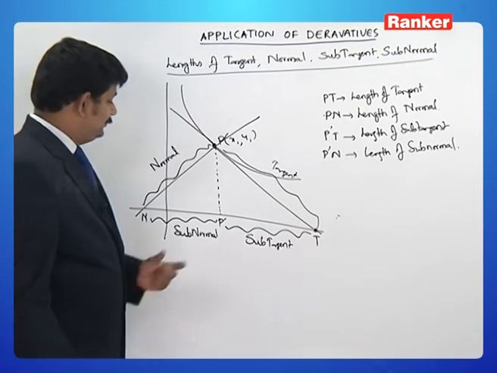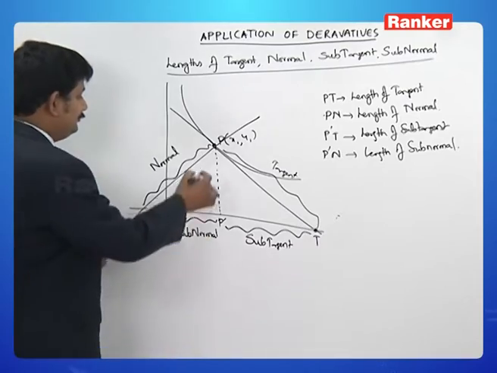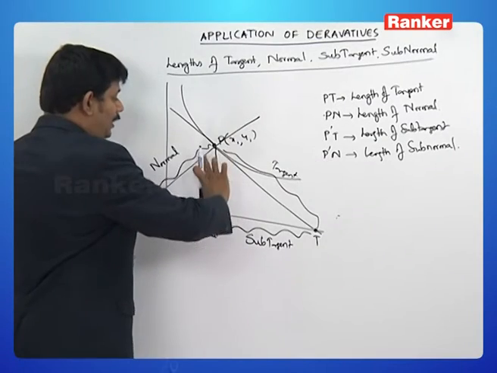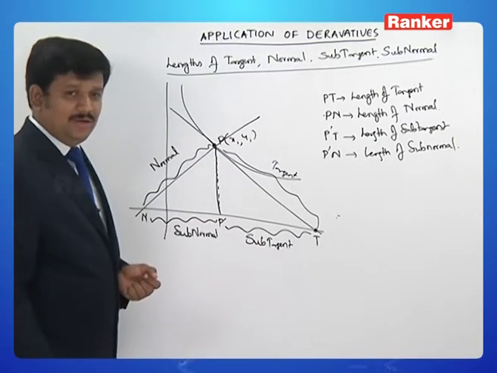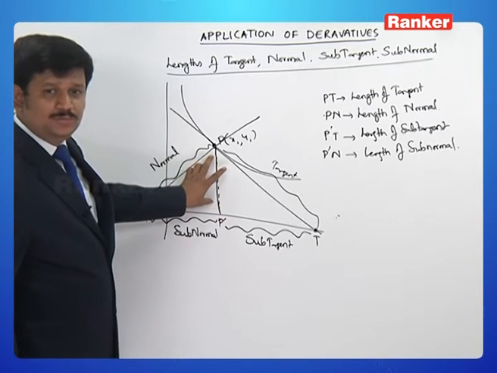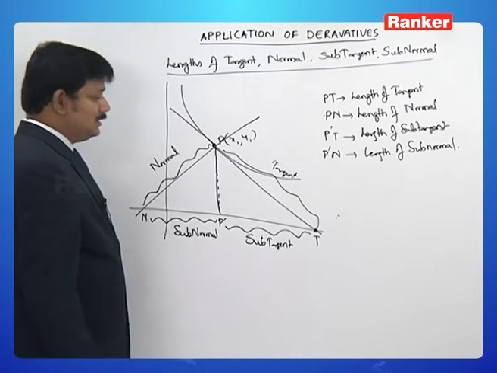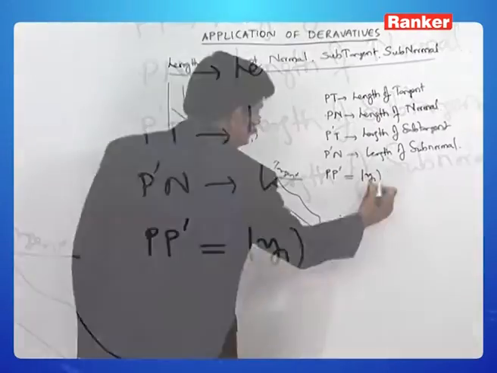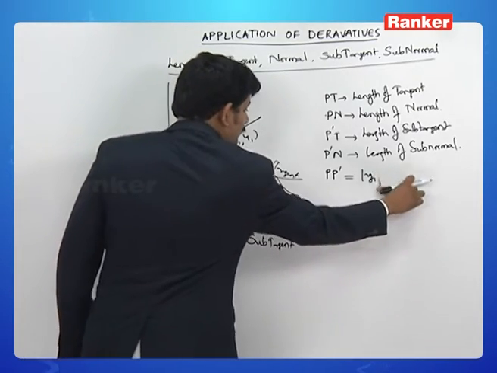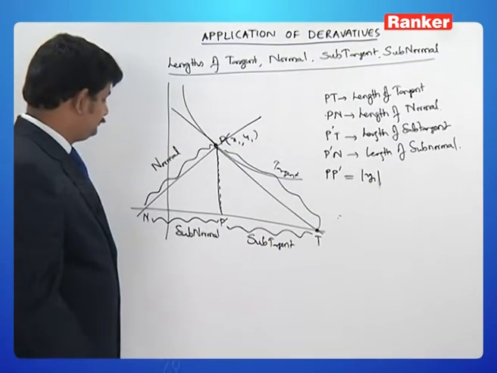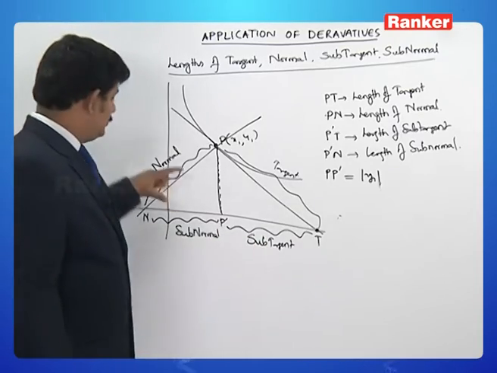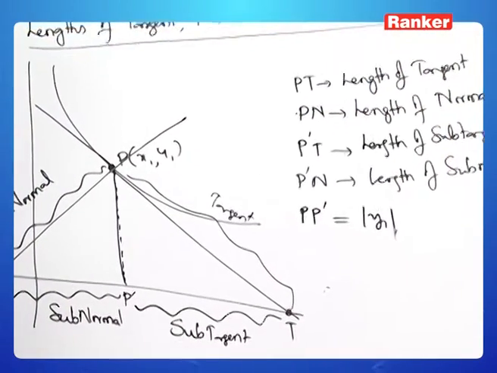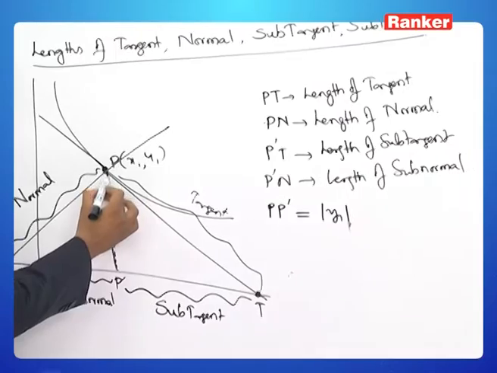So let us find all these lengths in terms of this particular length PP dash. PP dash is nothing but the ordinate of the point, y1. So this length is mod y1. y1 is the ordinate of the point. Let us find subtangent, subnormal, normal and tangent at all these points. This length is mod y1.